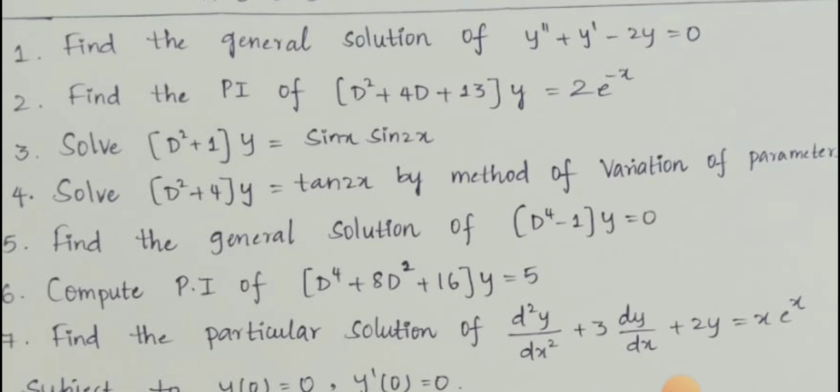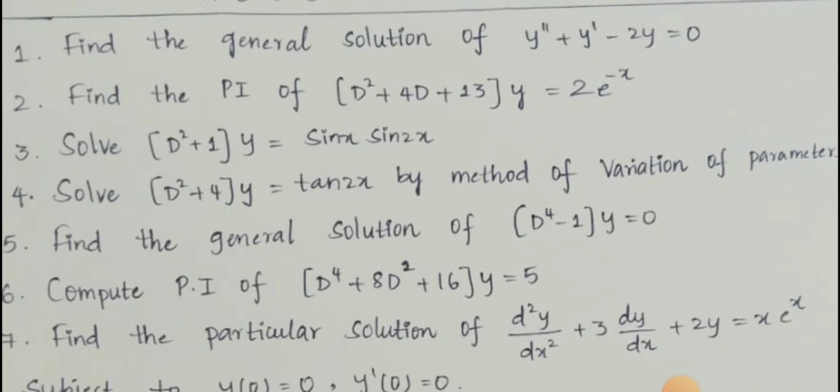Third one, solve d square plus 1 of y equal to sin x sin 2x. So after getting yc, in order to make this simplification, sin A sin B type can be calculated by applying the principles of cos of A plus B and cos of A minus B. So after adding or subtracting, you are going to get one principle in terms of cos. So apply the procedure of cos ax and you will get yp.